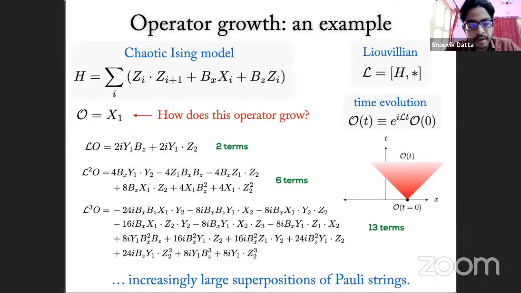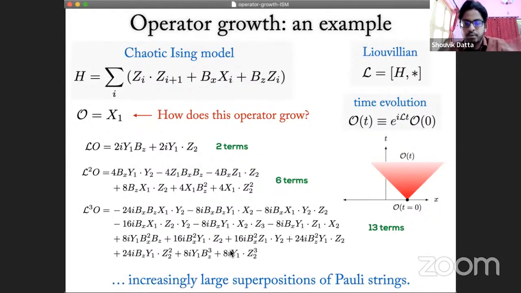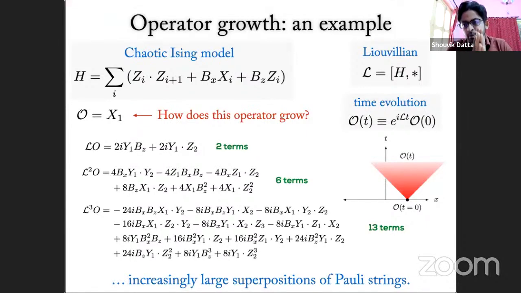But the point is that you get increasingly large superpositions of Pauli strings. So for instance, over here, you can look that we started at the first site as a local operator, but over here, when 3 Liouvilleans act on this operator O, you actually get a linear combination of operators that has support over the third site now. So it's the effect of the operator does spread as time progresses. So we need to make this evolution and try to measure this growth.